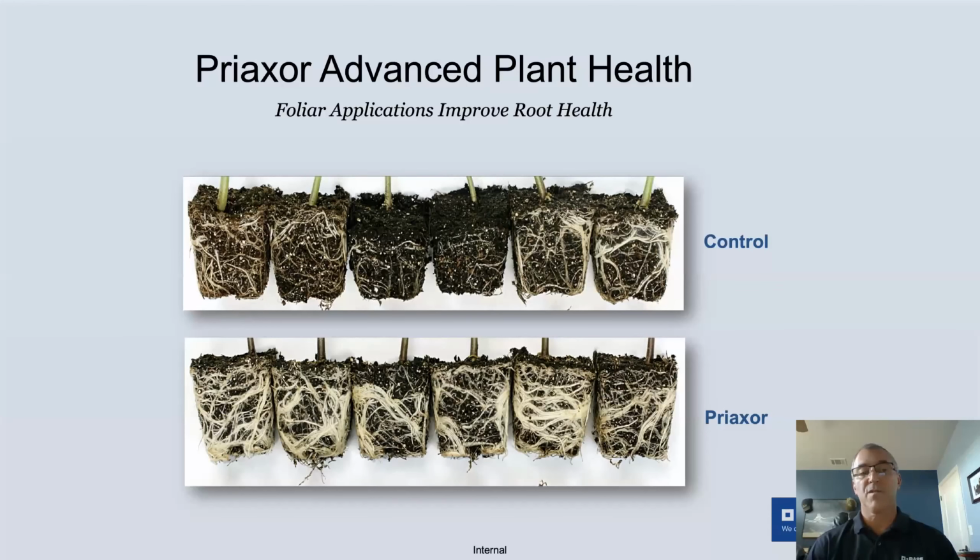Just a picture of root development. So untreated and treated, these happen to be first. And you can see how much root mass we add. So just a picture to finish.